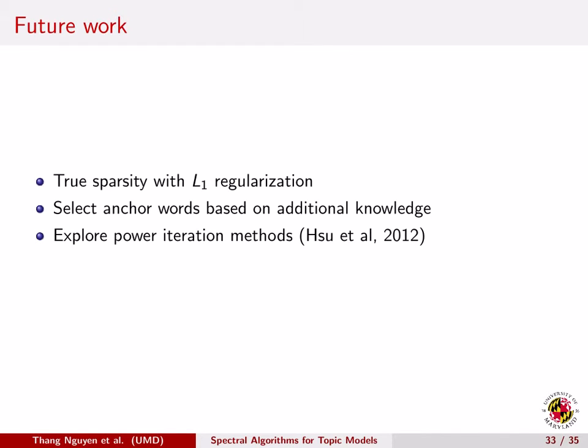So what we'd like to do in the future to address these a little bit better is to select anchor words based on additional knowledge, to do a smarter job of selecting anchor words that can accomplish some of the things that we accomplish through priors or regularization. We think it would also be helpful to use regularization techniques that induce true sparsity using the L1 or L infinity norms. We were scared off of this initially because of the non-differentiability of the resulting objective functions.